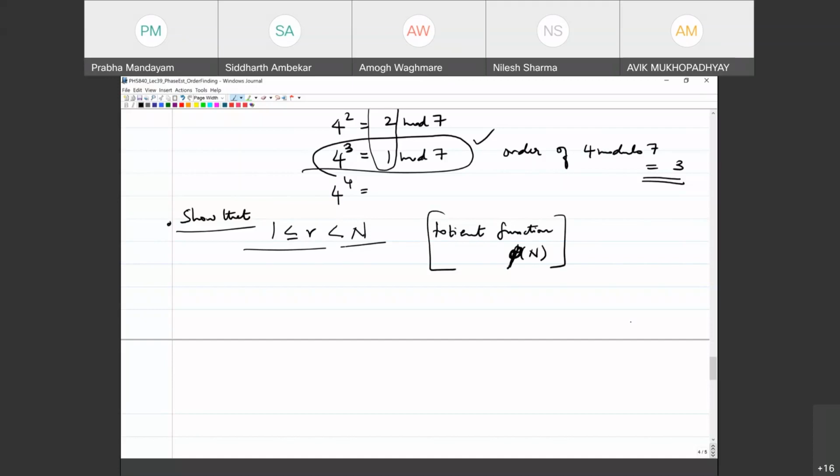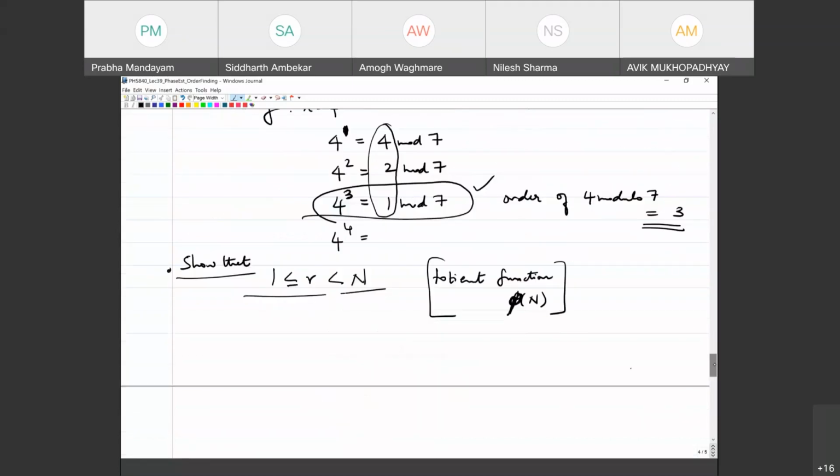Okay, so well, it's easy to argue that this should be upper bounded by this n itself, and that is because if you start writing down these powers, x to the 1, x to the 2, etc., x to the n, there are n such numbers, right? This gives you n such positive integers.